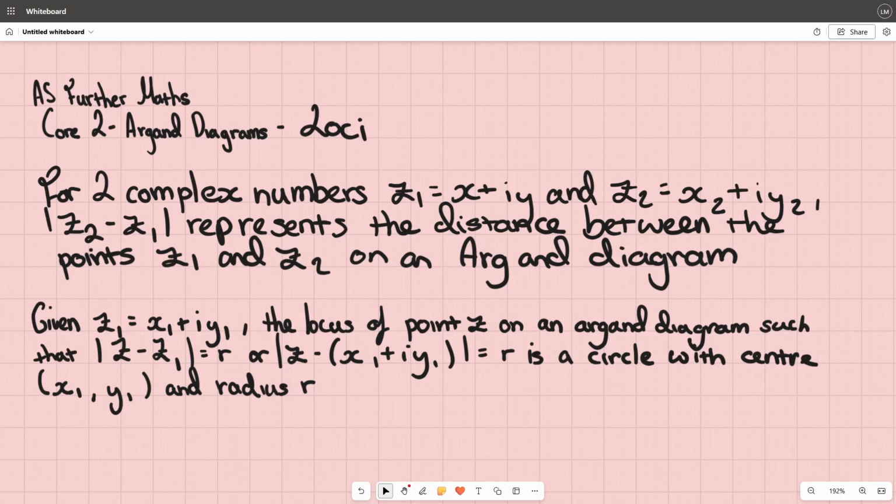So that means that we have the centre of the circle, z1, and any point on the circumference of that circle, because the distance from the centre to the circumference is r, is one point that is given. So the locus of points is anywhere on this circumference.